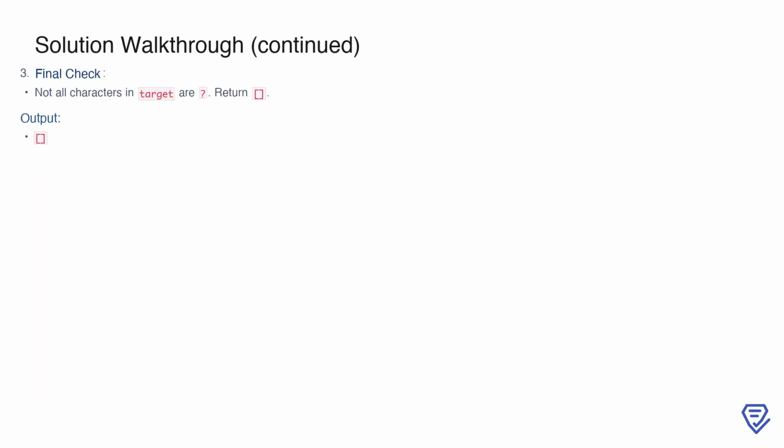After completing the outer loop, we verify the target to check if all characters have been replaced with question marks. In this case, the target still contains characters other than question marks, meaning that stamping is incomplete. As a result, we return an empty list, indicating that it's not possible to stamp the target with the given stamp. This example highlights the importance of verifying whether the target can be fully stamped and serves as a reminder that some inputs may not have a valid solution.